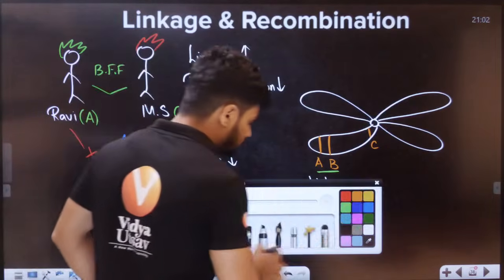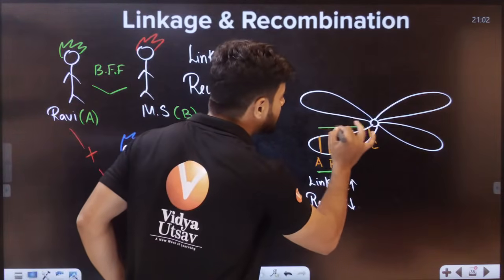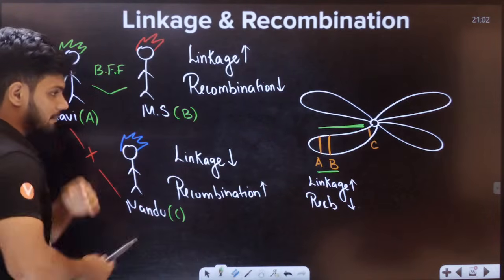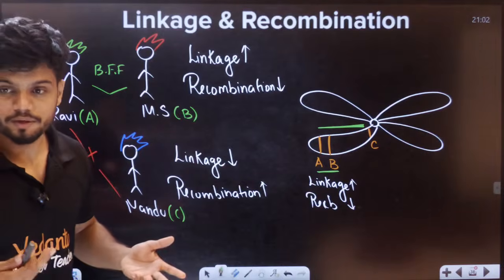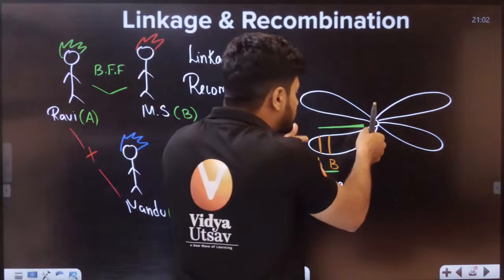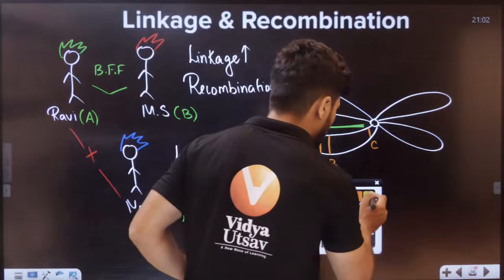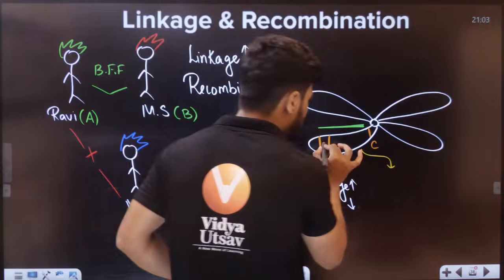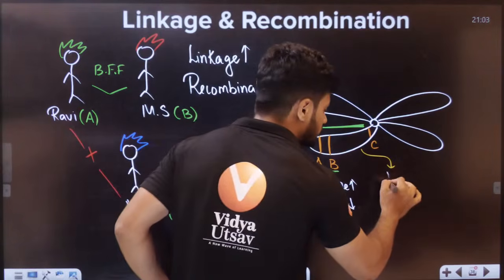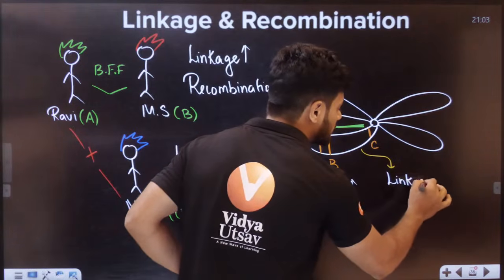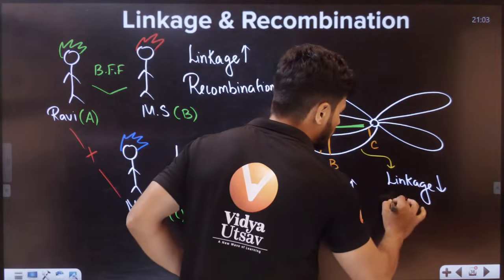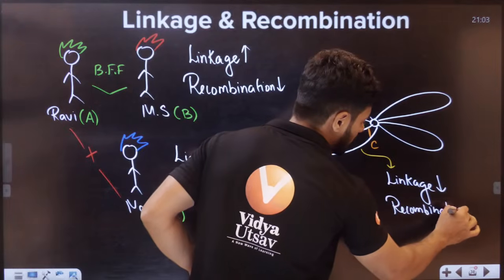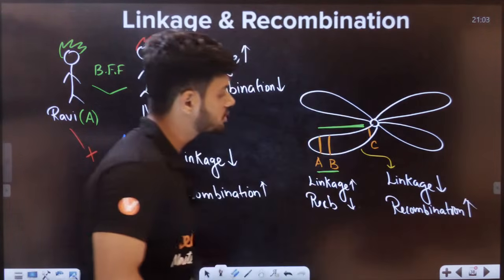Now let's take the case where two genes are very far from each other, in this case A and C. They are far from each other. Between gene A and gene C, they're loosely linked, so linkage is very low, and recombination is very high. Recombination is very high, students.